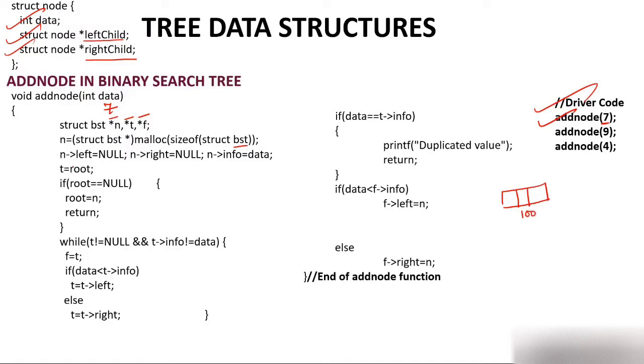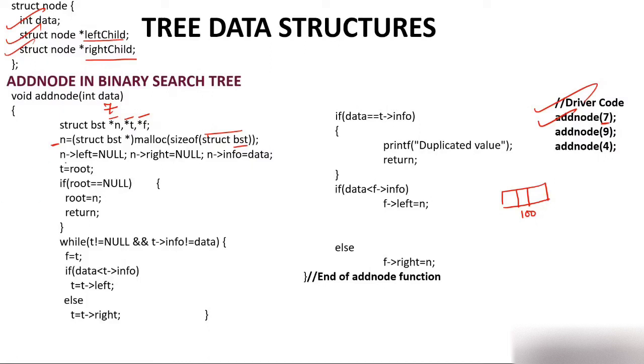Fine, this 100 will be passed to n, because n is holding the address returned by malloc. And what is malloc? A dynamic memory allocation function, which creates whatever size we pass. We have passed the size of struct BST, so it will create a node like that. Now, as this is a newly created node, there will be no left and no right.